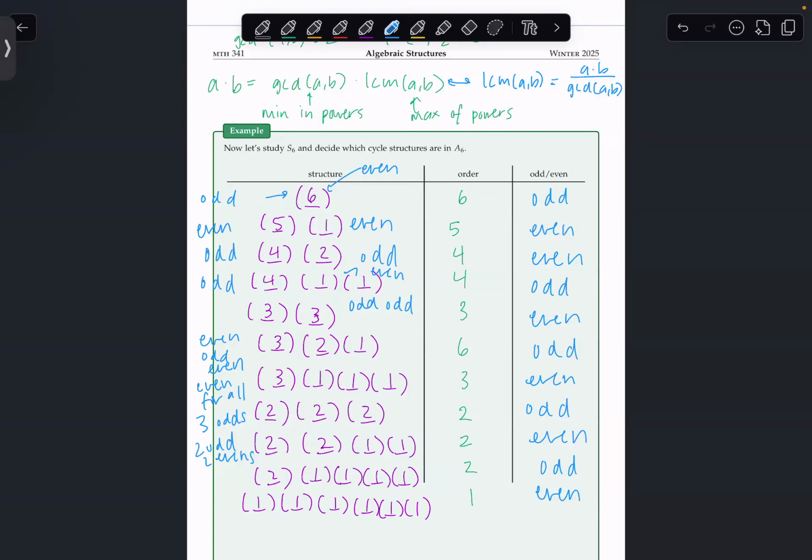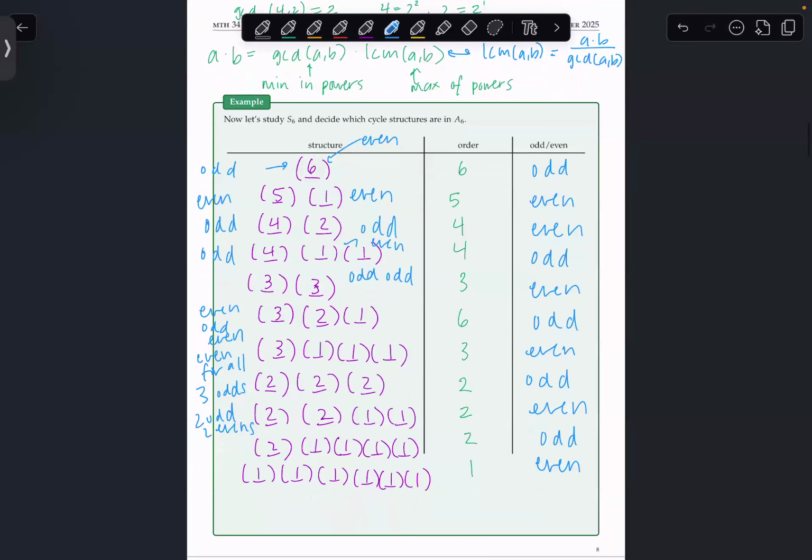So here I have exactly 1 odd permutation, so it has to be odd. No odd gives me even. 2 odds give me even. 1 odd gives me odd. 2 odds give me even. 1 odd here gives me odd. No odds, even. 3 odds tells me odd, and so on. So really knowing the number of odds that show up completely determines what happens, because adding 0, or having an even permutation, is not going to change what the parity is there.